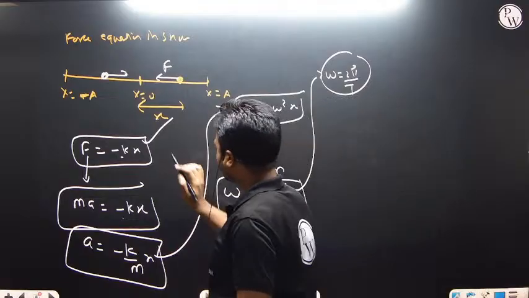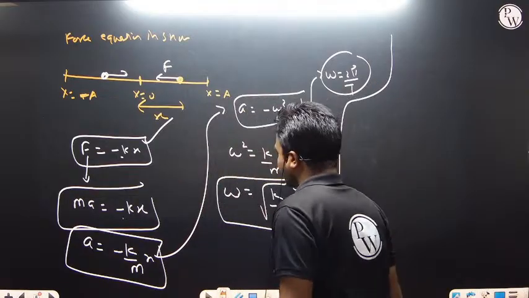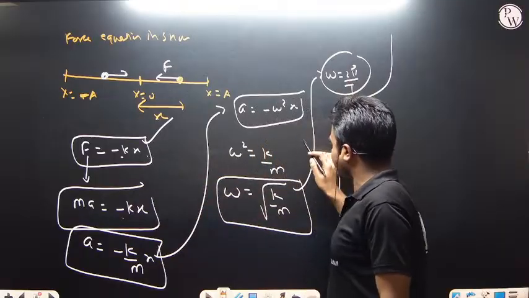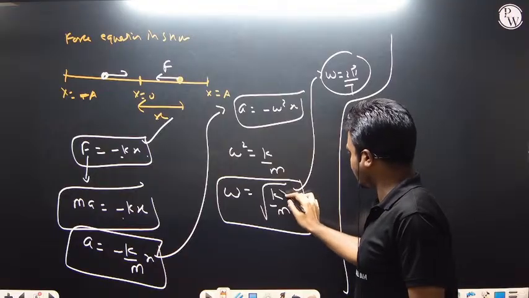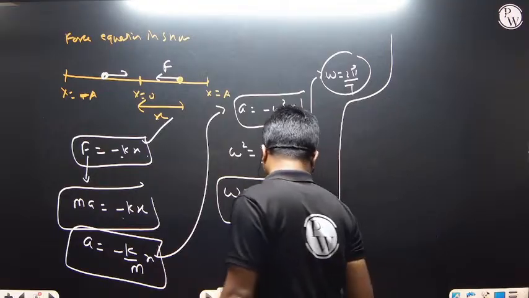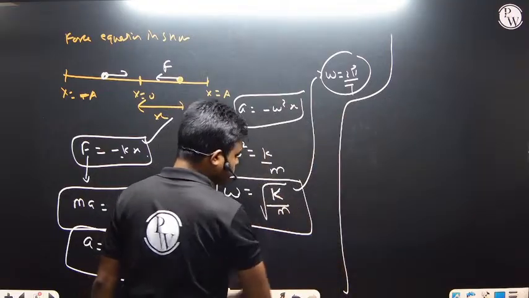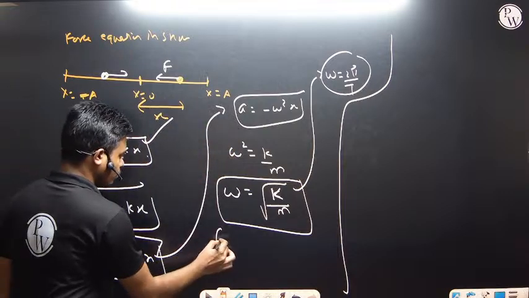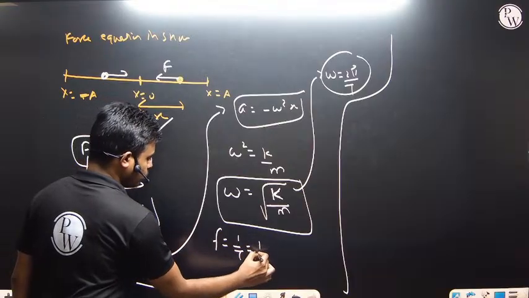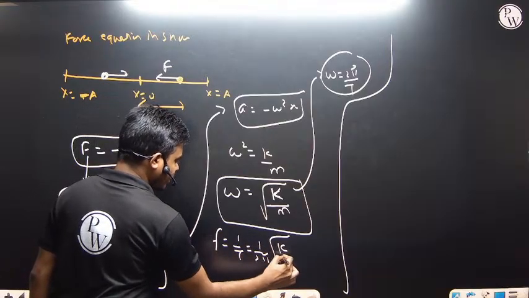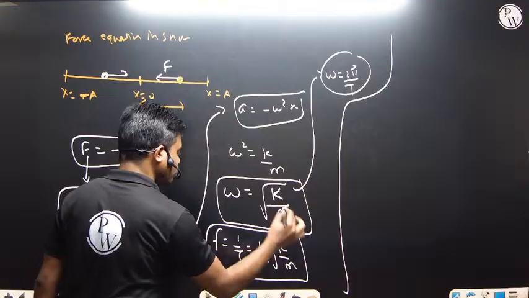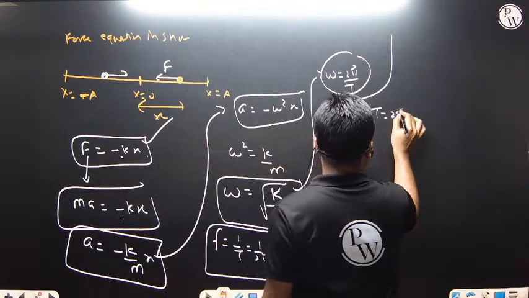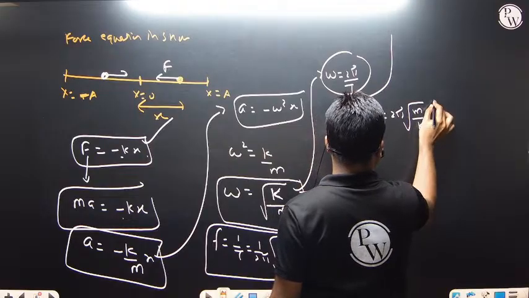So here F equals minus kx. This gives us the equation of the force. From here we got omega equals 2 pi by T, and omega equals under root k by m, where k is the force constant and m is the mass. So frequency, again 1 by time period, will be 1 by 2 pi under root k by m. And what is the time period? The time period from here is 2 pi under root m by k.